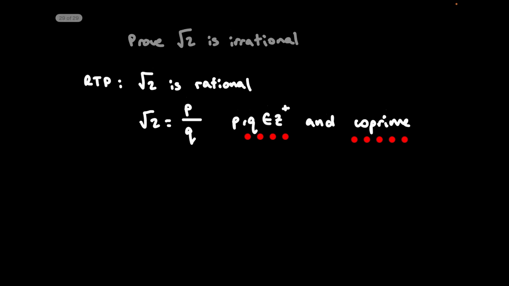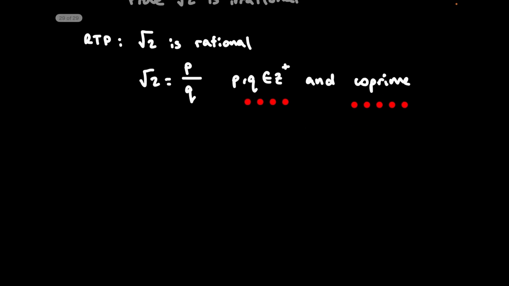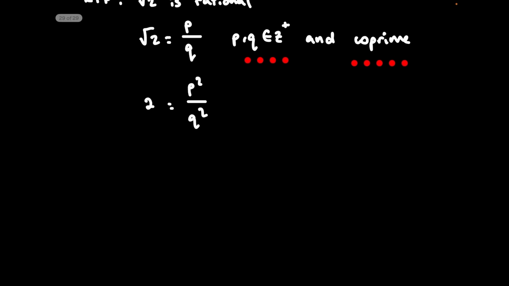Now continuing on with this, here's how the proof goes. I can square both sides of the equation. So square root 2 squared is equal to p squared divided by q squared. And square root 2 squared is simply just 2. I can multiply both sides of this equation by q squared, and in doing so, I'll get that 2q squared is equal to p squared.